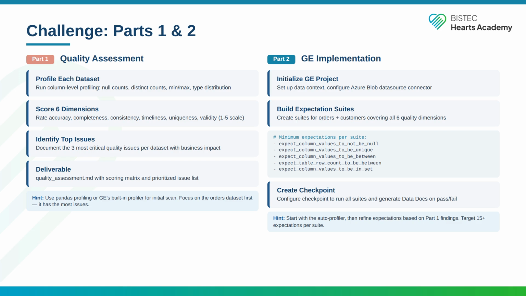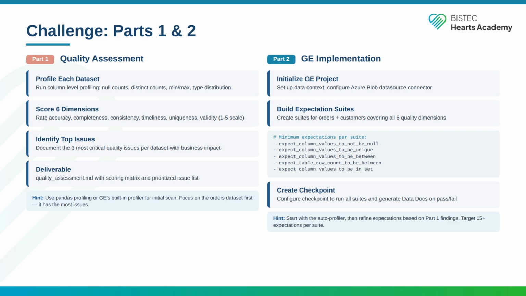Part 2, Great Expectations implementation. Initialize a Great Expectations project and configure the data sources. Build expectation suites for at least the orders and customers datasets, covering all 6 quality dimensions. Aim for at least 15 expectations per suite. The slide shows the minimum expectation types, but go beyond these.